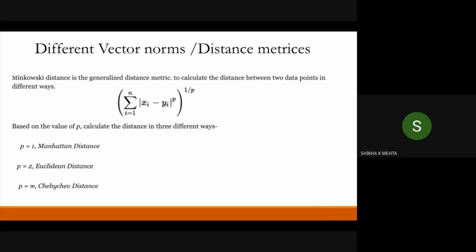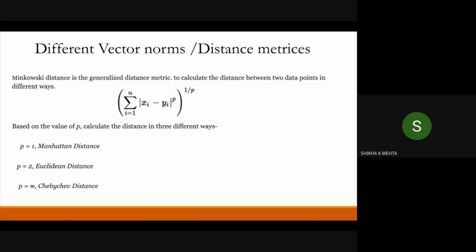And we study these norms as distance metrics in data mining and machine learning. You will find these distance metrics in your data mining books, and also in machine learning books. Minkowski distance is the generalized distance metric, and it is used to calculate the distance between 2 points in different ways. This is a generic formula where we take the summation of i equal to 1 to n, where n is the number of elements in the vector, and p is a parameter. Based on the value of p, your norms change.